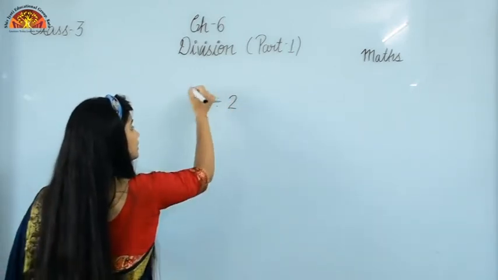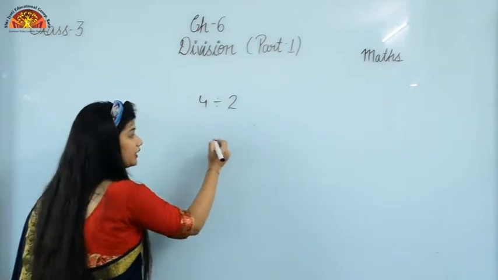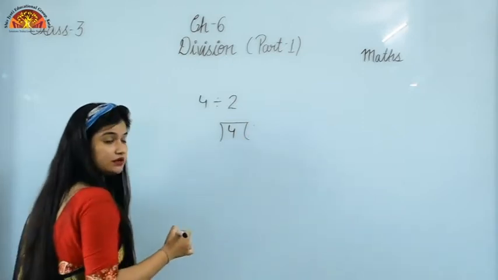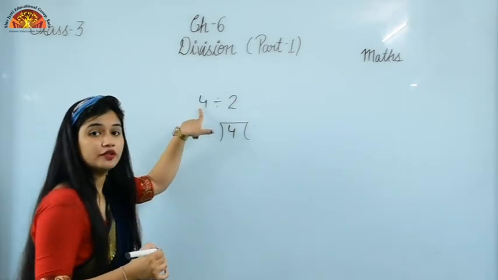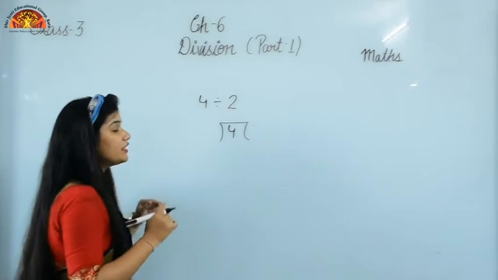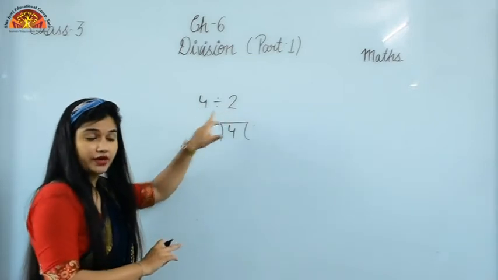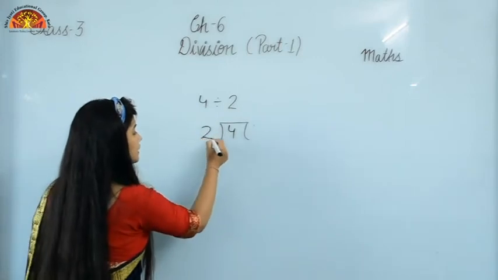So students, you are dividing 4. आप 4 को divide कर रहे हो. So this number will be dividend. Is it clear? What is this number? This number will be dividend. And you are dividing this number by 2. आप 2 से इस number को divide कर रहे हो. Then 2 will be divisor.